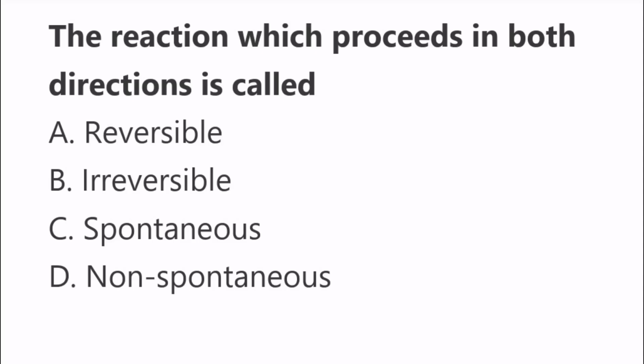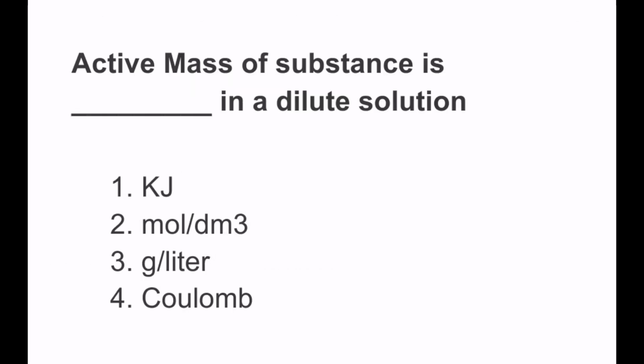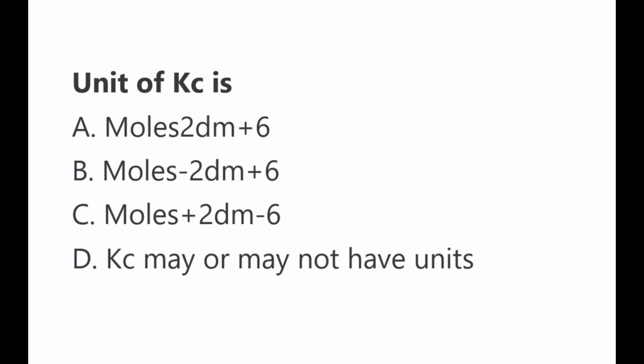Now it's time for solving some MCQs to make your concepts more clear. The reaction which proceeds in both the directions is called reversible, irreversible, spontaneous or non-spontaneous reaction. It is known as reversible reaction. Active mass of a substance is dash in a dilute solution. It is mole per dm³. Now what is the unit of Kc? From the example we solved, we know that Kc may or may not have any unit. So the correct answer is D.